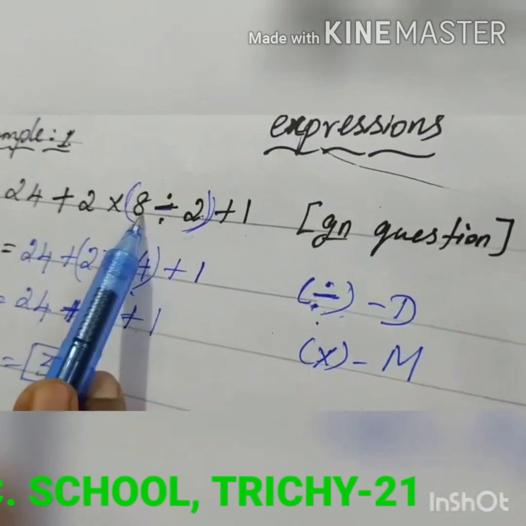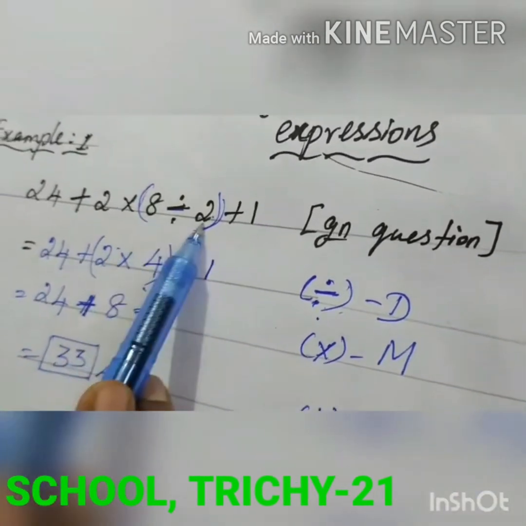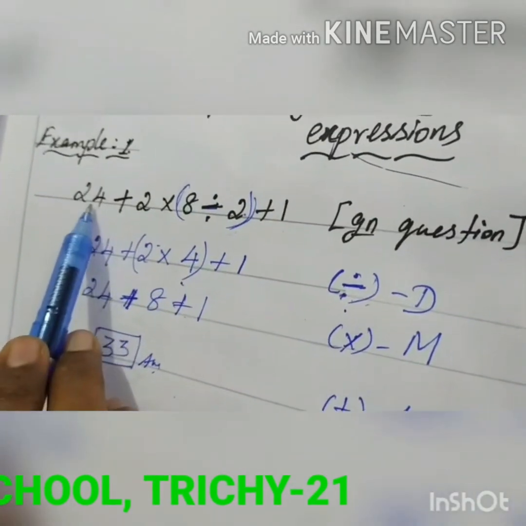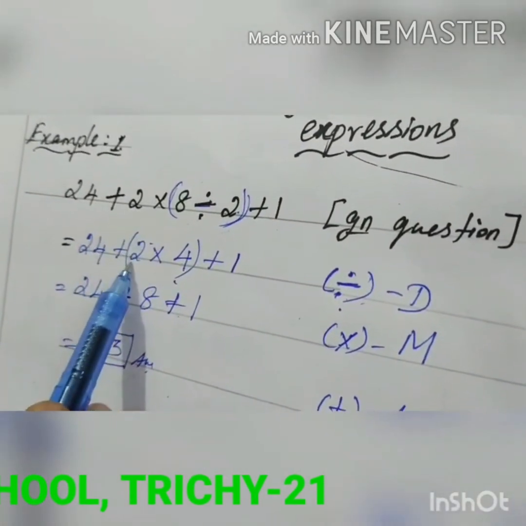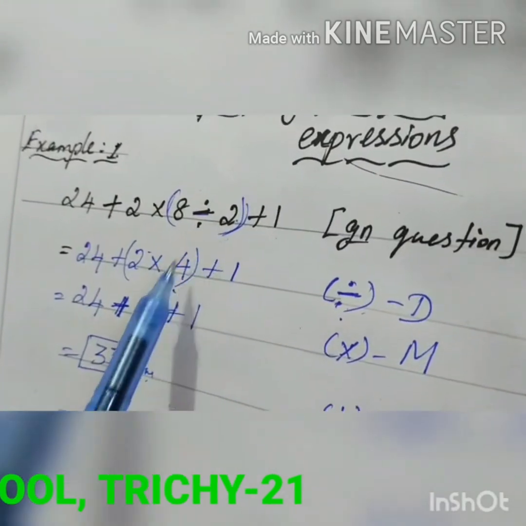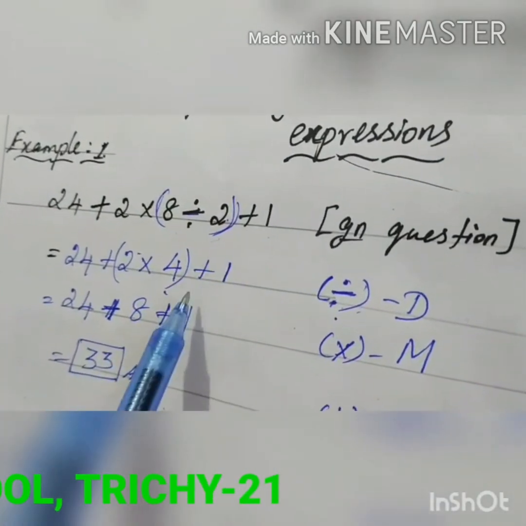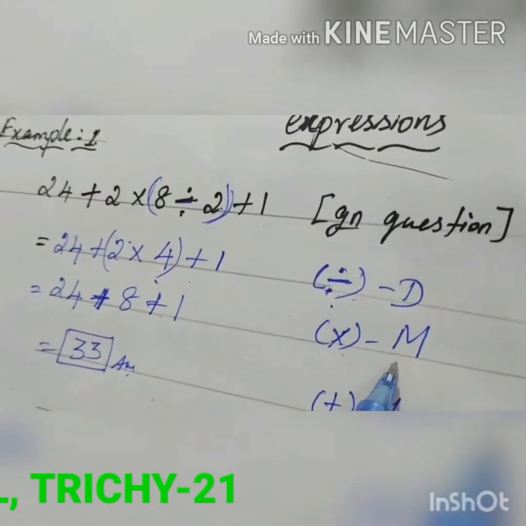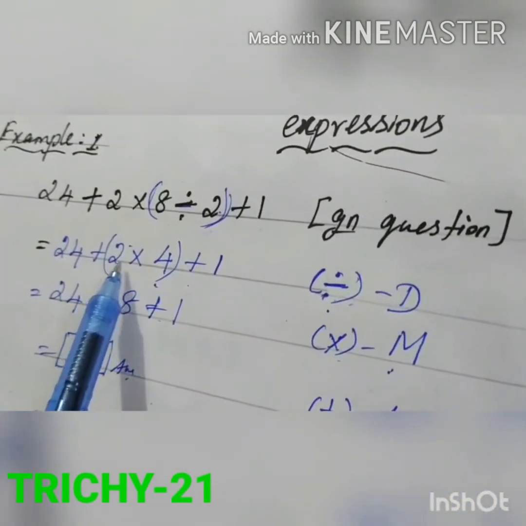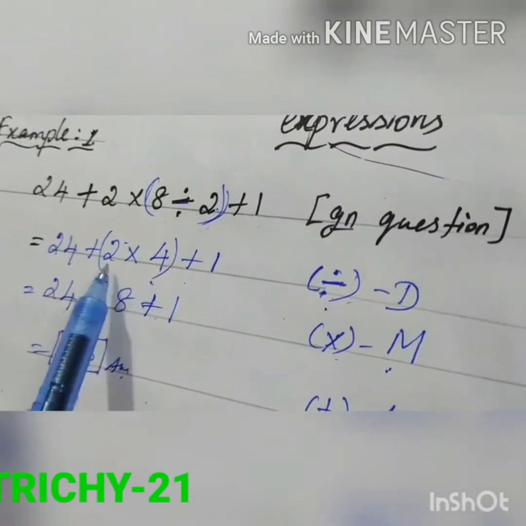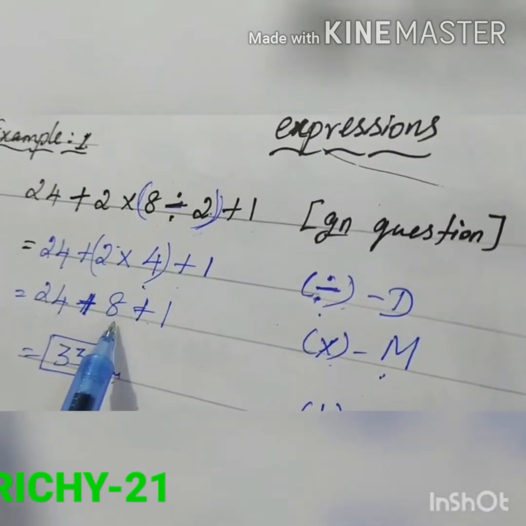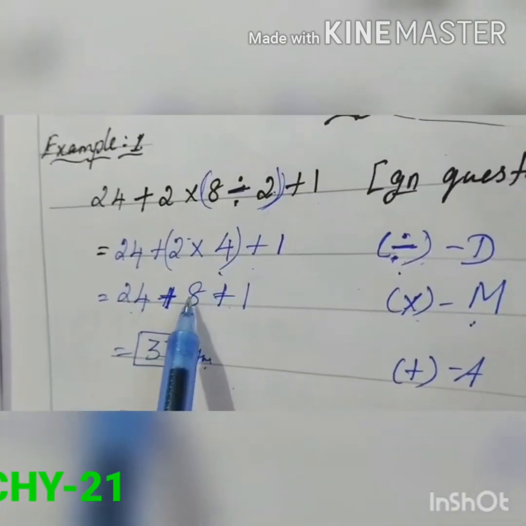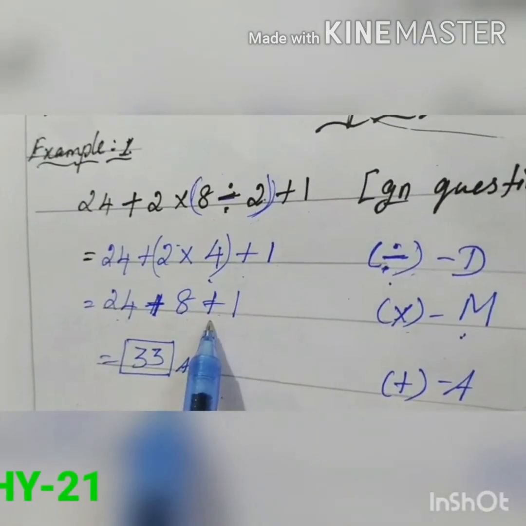So here 8 divided by 2 is there. So do this calculation first. So keep the 24 plus 2. 8 divided by 2 is 4 plus 1. After division you can use the multiply rule. So here 2 multiplied by 4 is there. So you can do this one second. Keep the 24. Then 2 into 4 is 8 plus 1.